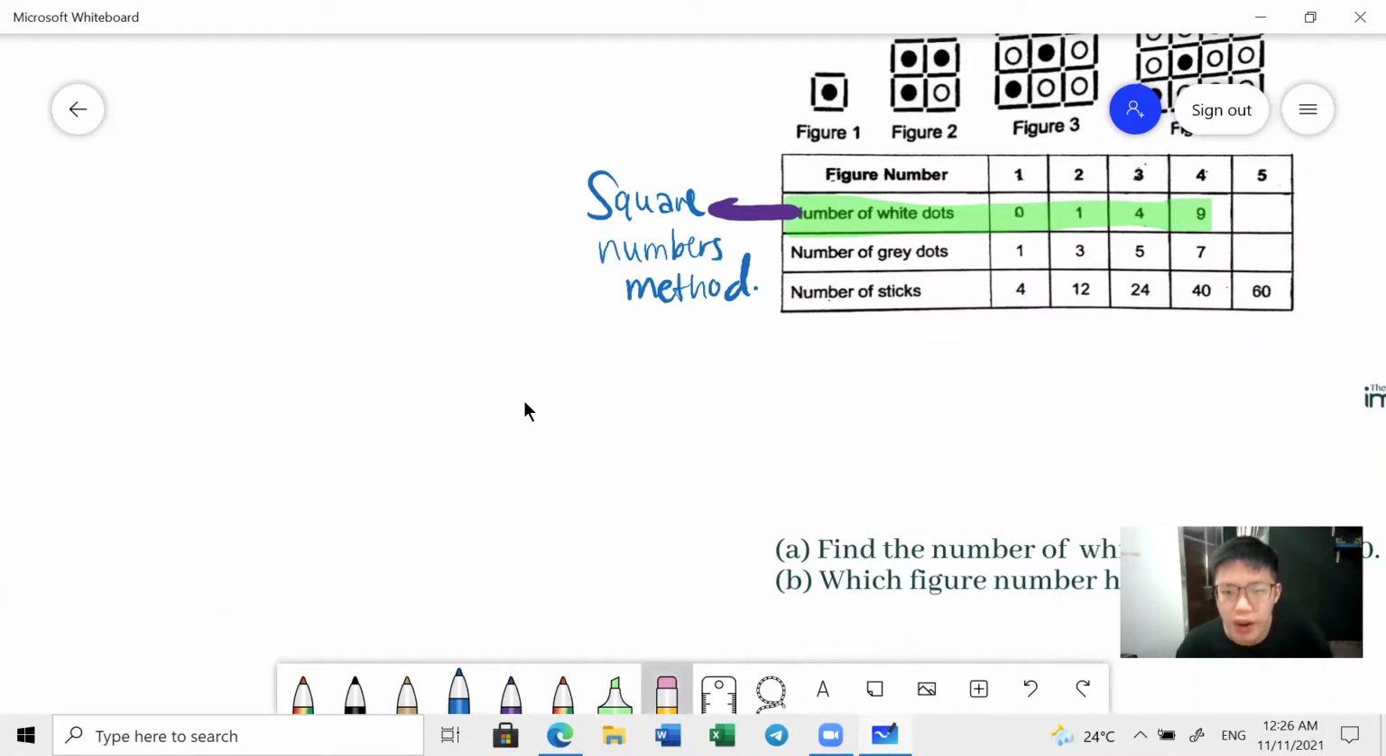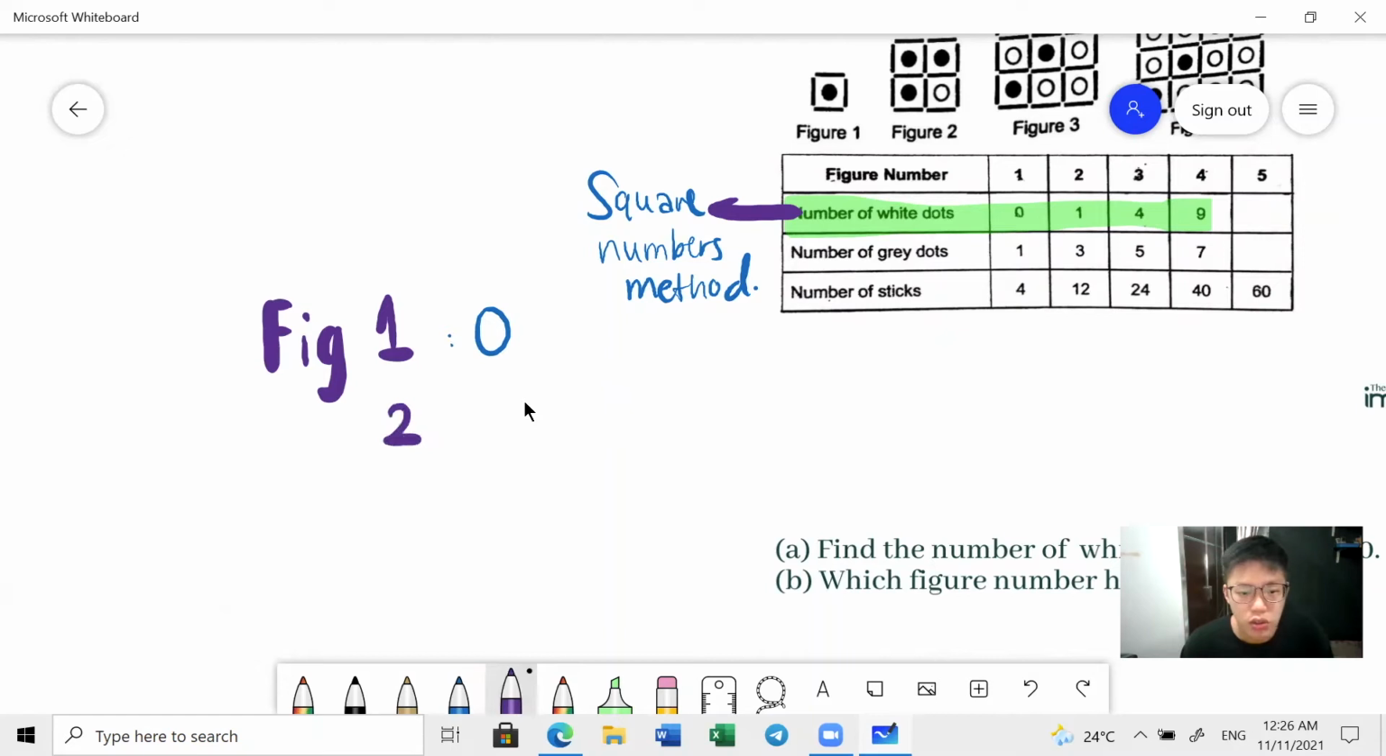Now, once I'm done with that, I want to write out the numbers because I always say this: clarity comes from the expression of ideas. You want to be clear about the concept here, you want to write it down. So we write down figure 1. In figure 1, we have 0 white dots. In figure 2, we have 1 white dot.